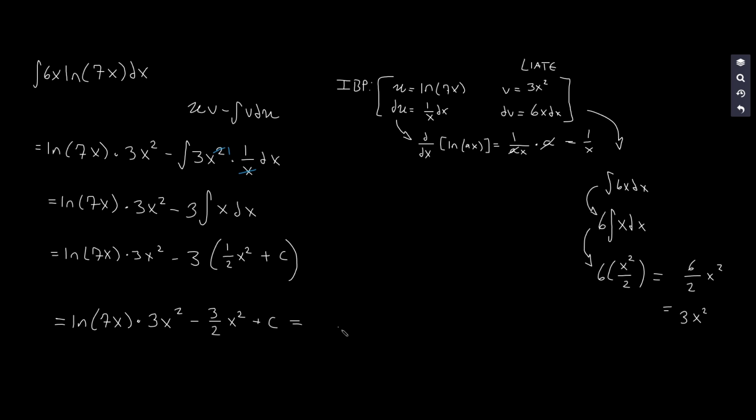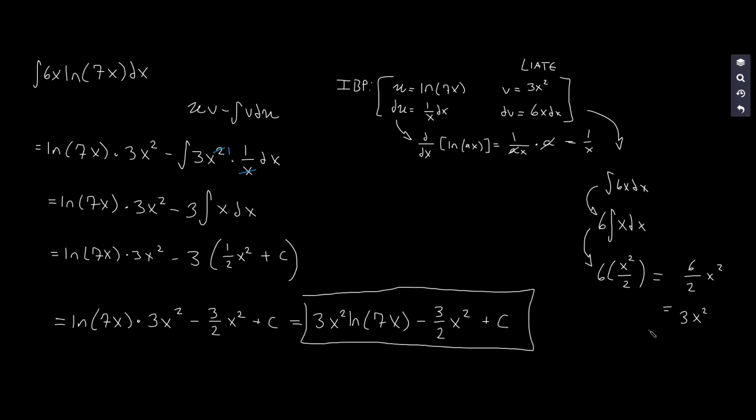And then that's going to equal 3x squared times the natural logarithm of 7x minus 3/2 times x squared plus c. And so that's our answer: 3 times x squared times the natural logarithm of 7x minus 3/2 times x squared plus c.